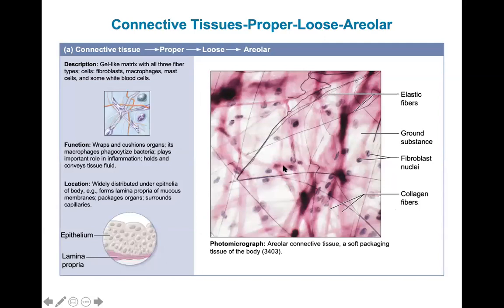Here's an image. You can see these little purple specks. These are going to be the fibroblasts. You can see these long strands. These are going to be some elastic fibers, and then you can see these thicker purple strands, which is mostly what you're seeing here. These are going to be your collagen fibers. So we do see some elastic fibers here, we see more of an abundance of collagen fibers, and our fibroblasts.